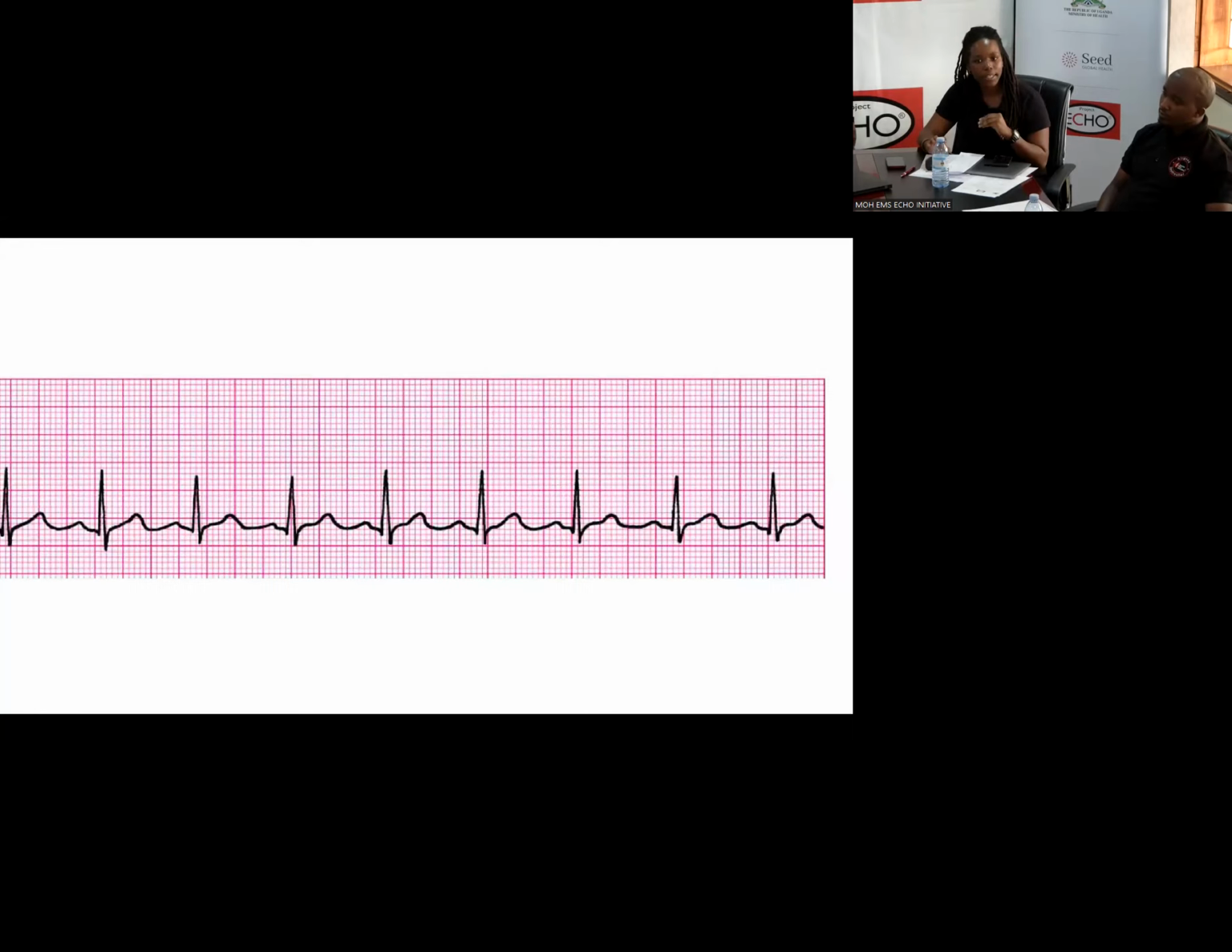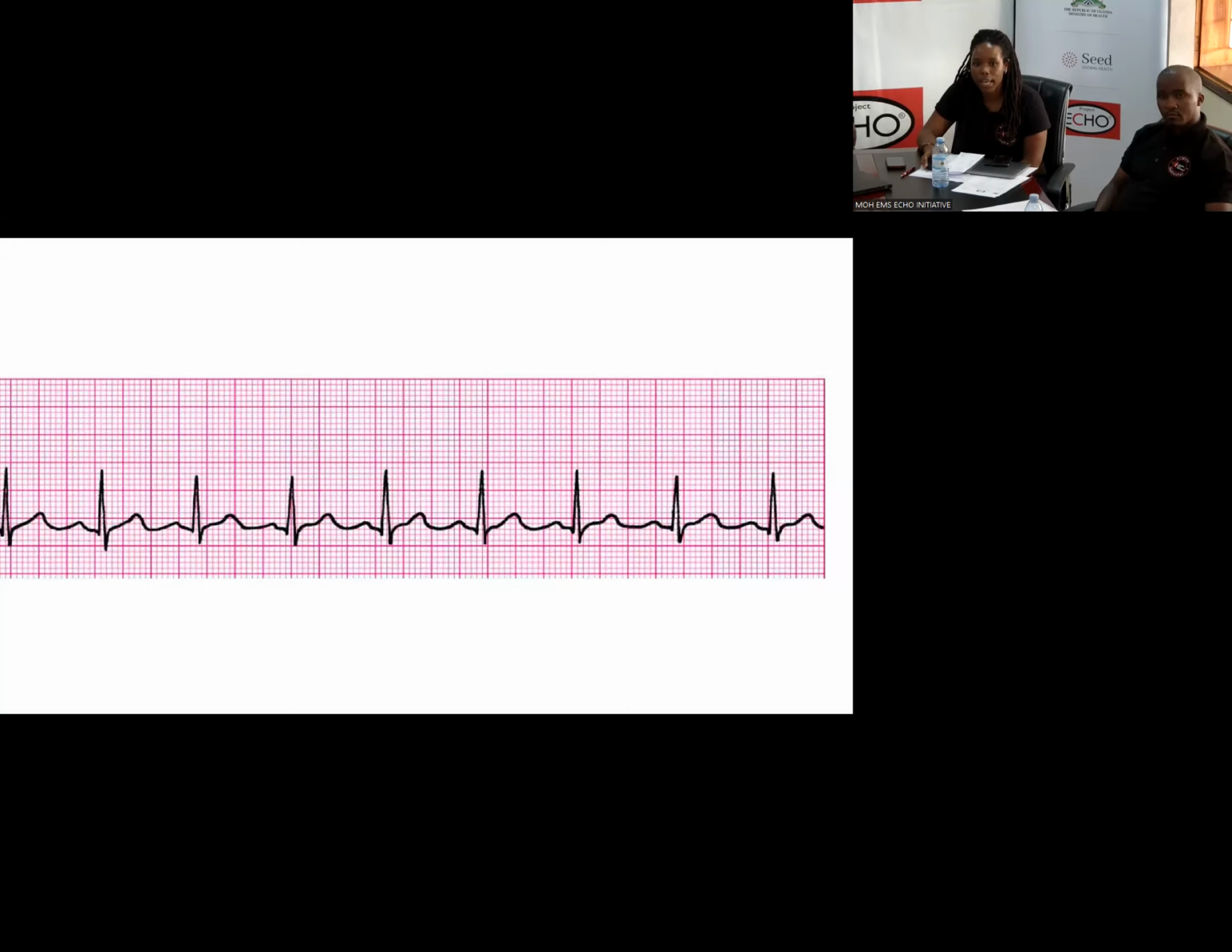P waves need to be upright, they need to be kind of rounded, and they need to look pretty regular throughout the strip. They're not going to look perfect each time, but they need to look at least symmetrical and look about the same throughout the strip. And that's how you know you have a good P wave.